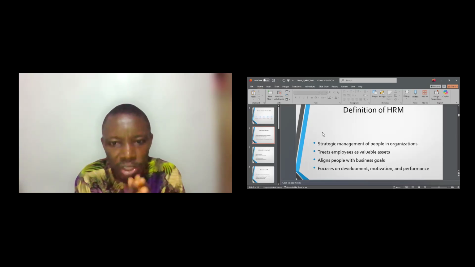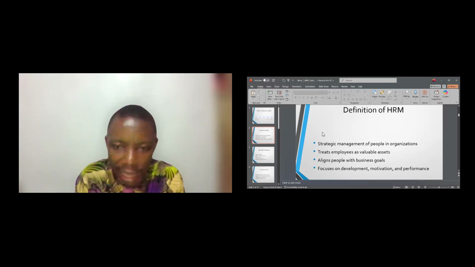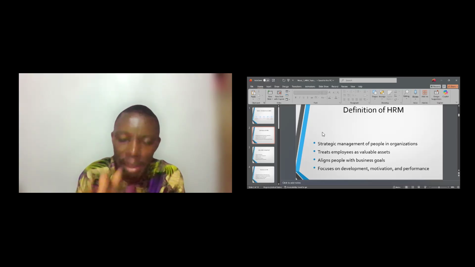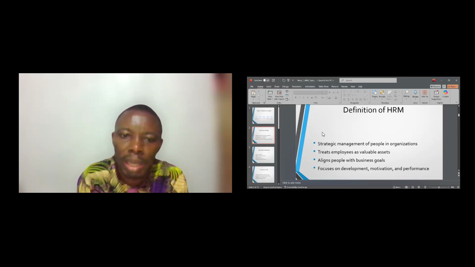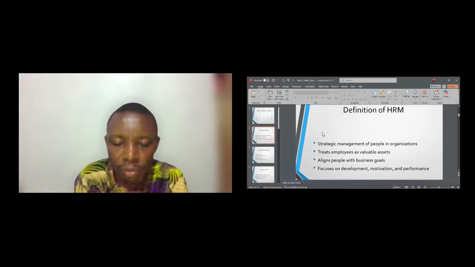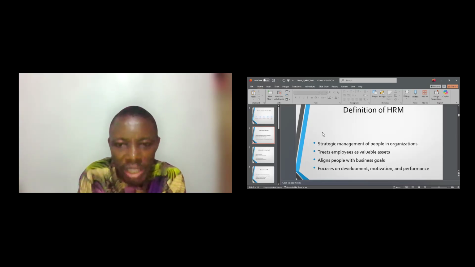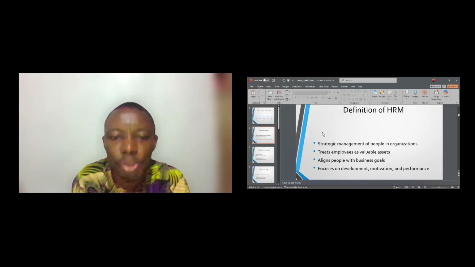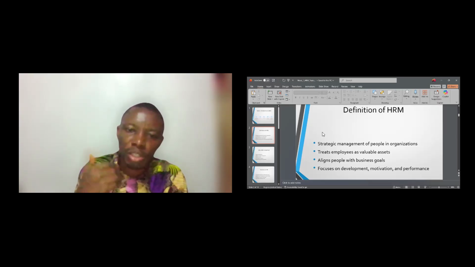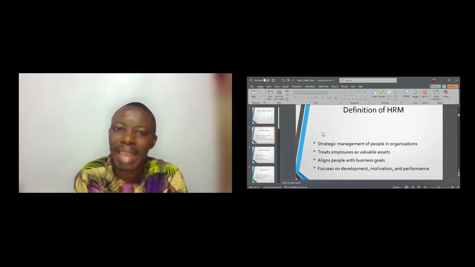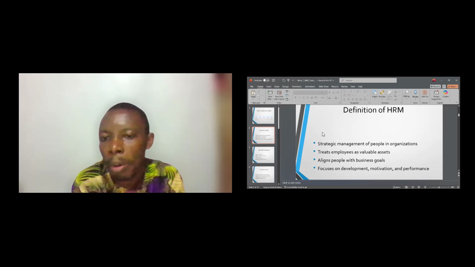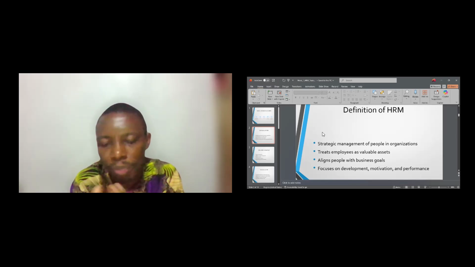We treat employees as valuable assets, just the way you respect your house. This is the asset. I built this house from scratch to this. I made this mansion by the grace of God. Yes, I bought this car. The same thing, you need to value the employee as a human resource manager. So what is human resource management? It simply means aligning people with business goals. Aligning people with business goals.